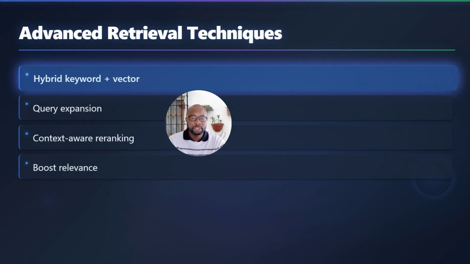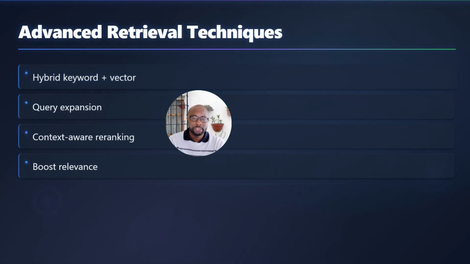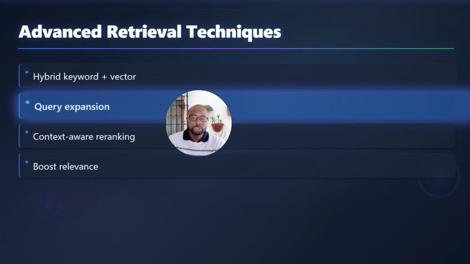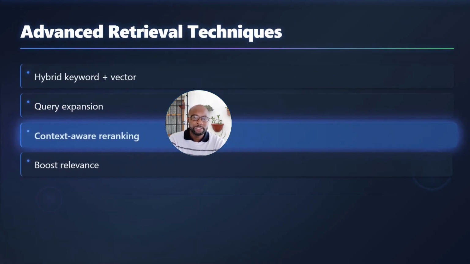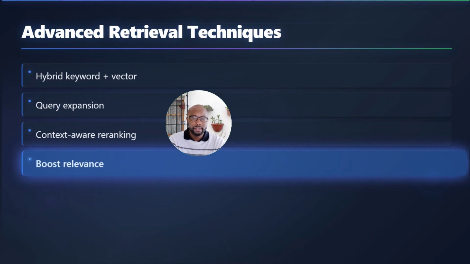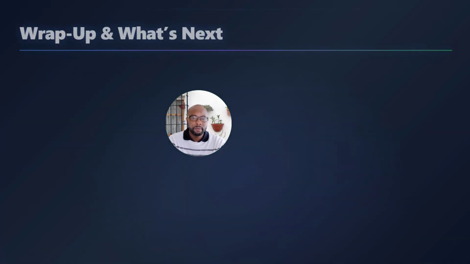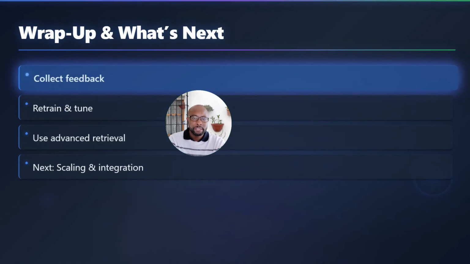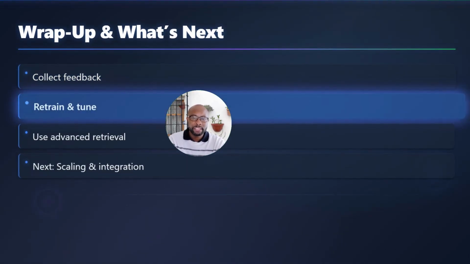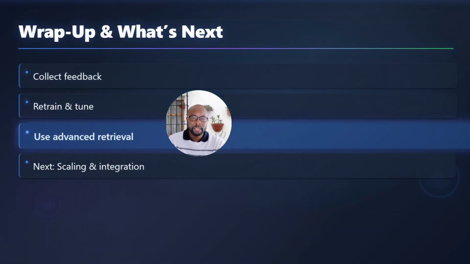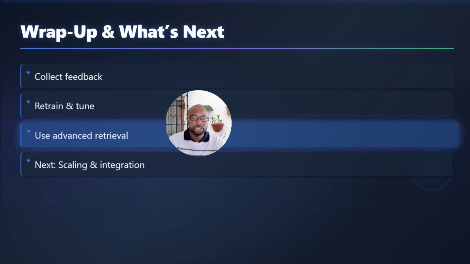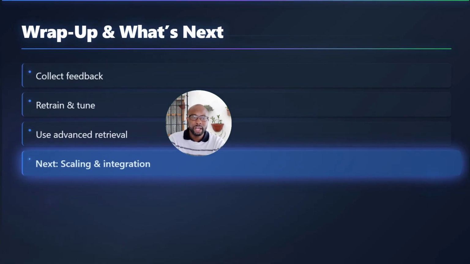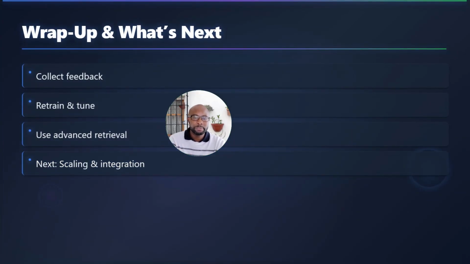Advanced retrieval tricks include hybrid search, combining keyword and vector, query expansion using synonyms, and context-aware re-ranking. These techniques squeeze more relevance and context out of your code search results. To sum up, feedback loops and advanced retrieval techniques make your RAG system smarter and more reliable over time. In upcoming videos, we'll explore real-world integrations and scaling strategies to handle massive codebases and teams.